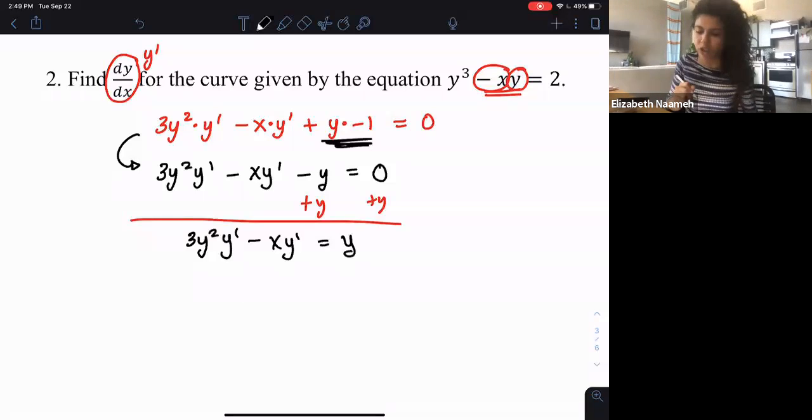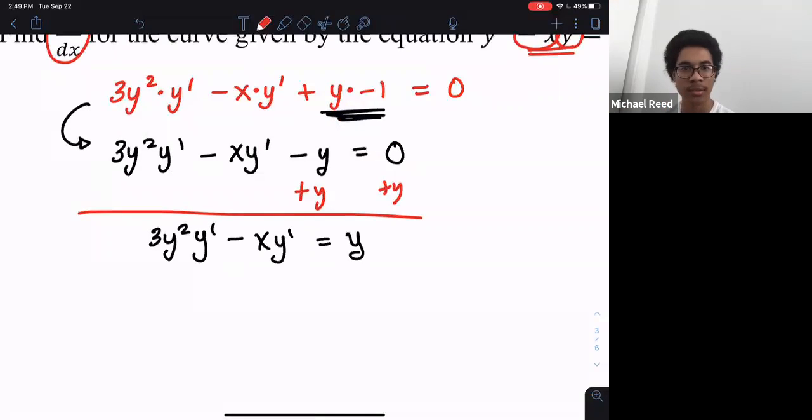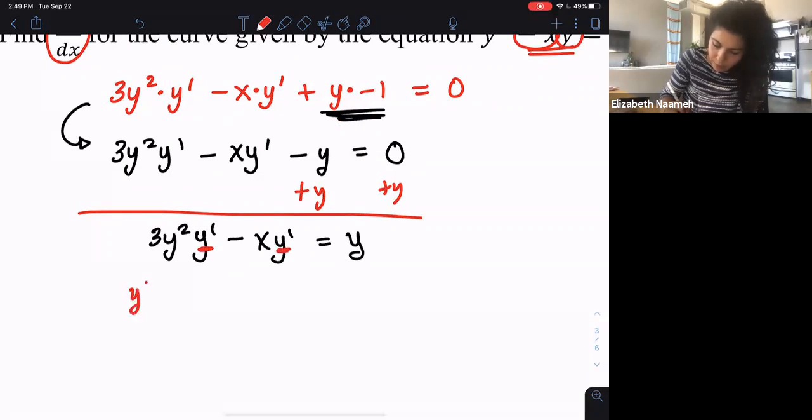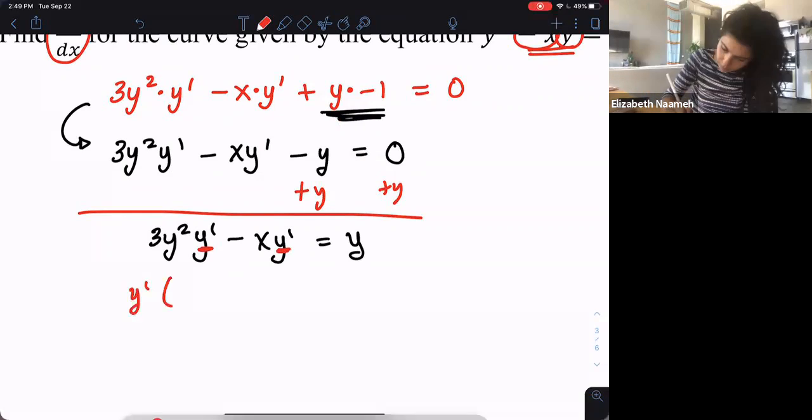Equals y. What should I do now on the left side? GCF. Factor out only the y prime. So what are we writing? y prime, parentheses, what's left over? 3y squared minus x, equals y.